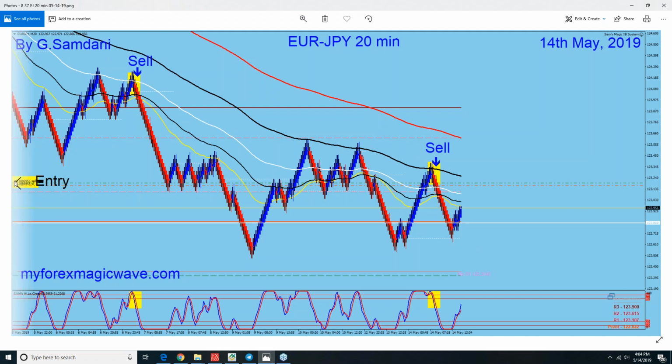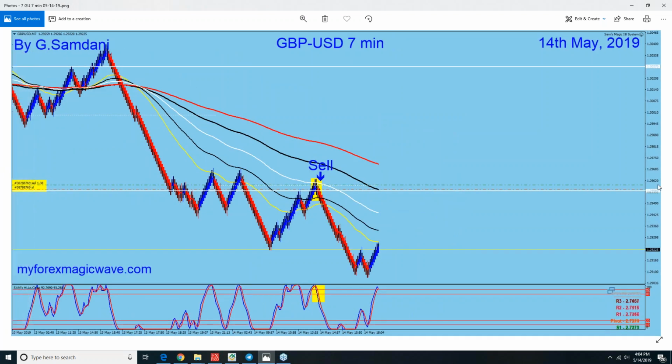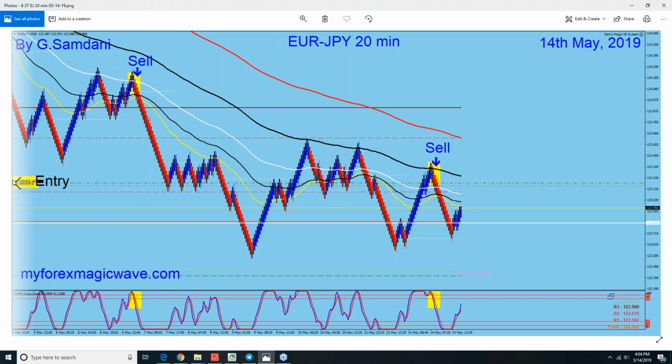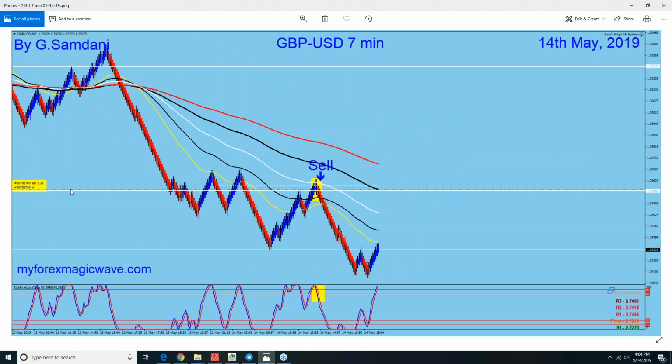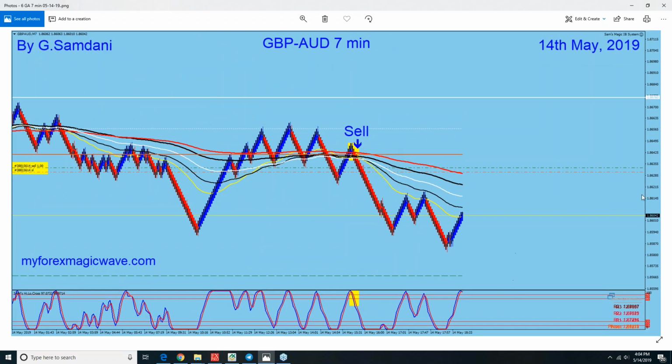And I also showed you these two small ones. This one, euro yen, was an entry from the 20-minute chart, and this is again the 7-minute chart, pound USD, and 7-minute pound Aussie as well. Now, why am I suddenly using pound Aussie? Because everybody needs to understand that this is the slow time now, okay? And 20-minute is a little bit higher time frame, and it moves slower than the 7-minute.